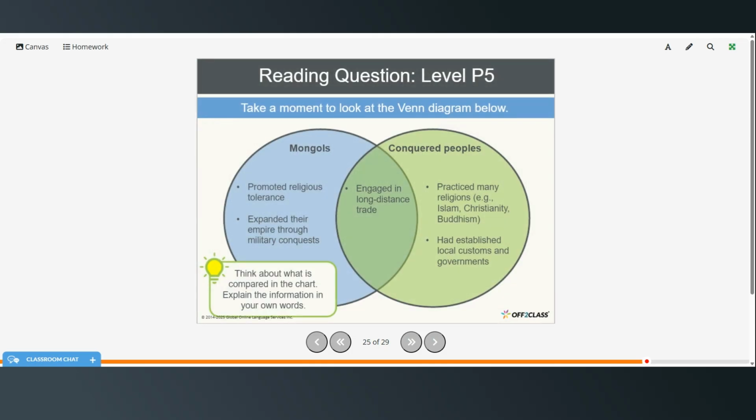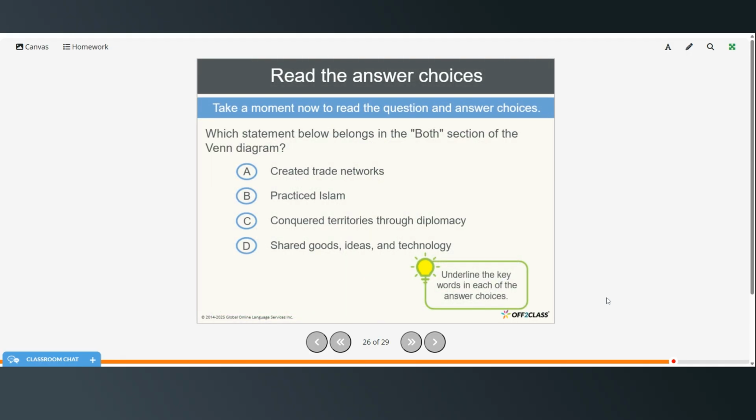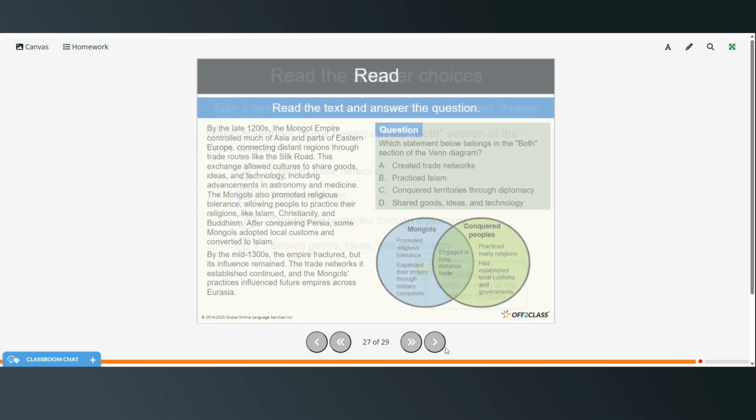Now take a moment to look at the Venn diagram below. Think about what is compared in the chart and explain the information in your own words. Now take a moment to read the question and the answer choices and underline the key words in each of the answer choices. Now you can pause the video, read the question, and read the text and then answer the question, and then you can restart the video when you're ready to check your answer.